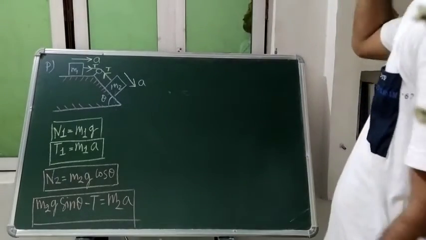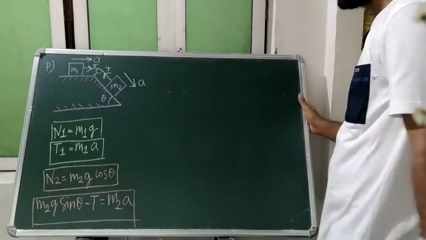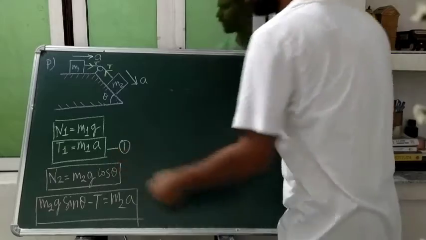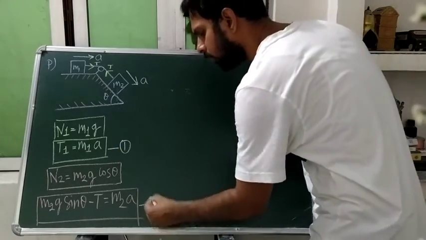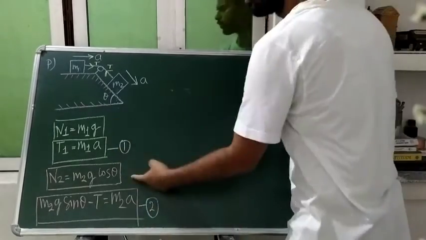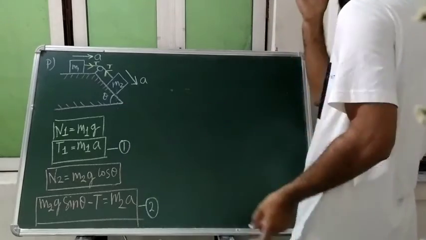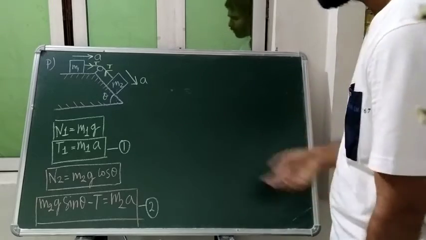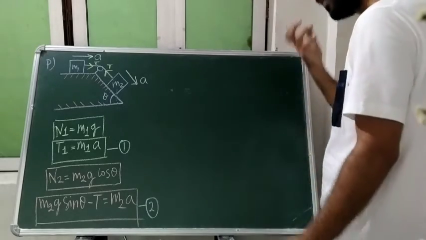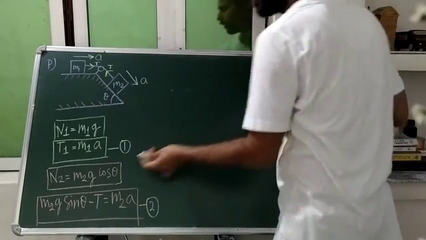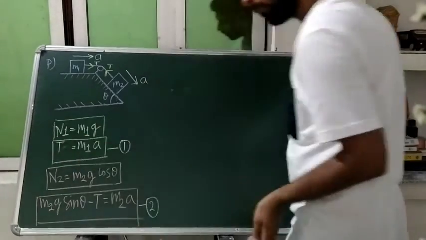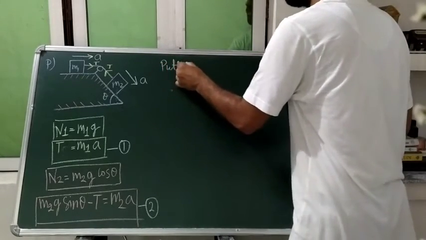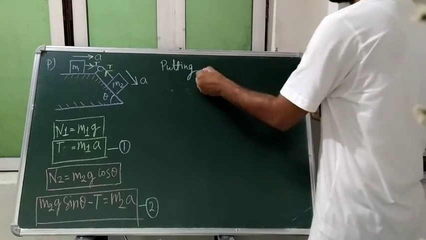We have come to know the equations from the FBD diagrams. Suppose this one is our equation number 1, this one is our equation number 2. No use of these will come since no acceleration is present there, so they will get balanced out. So for equations 1 and 2, putting the tensions the same, since it is a massless pulley.